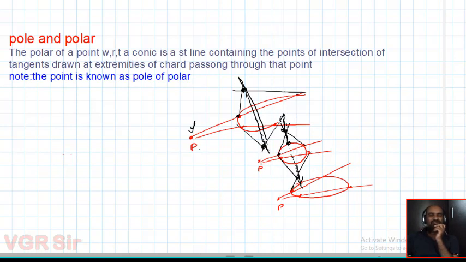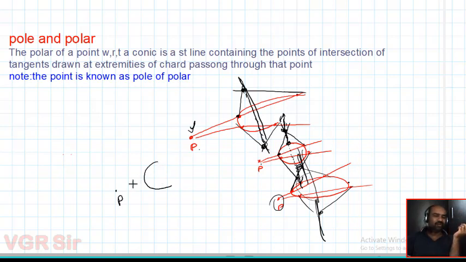Here also, we get one straight line. So this straight line is called the polar of the point P with respect to this ellipse. For any conic this happens: the polar of a point with respect to a conic is a straight line containing the point of intersection of the tangents drawn at extremities of the chord passing through the point. Understood? Now a parabola is given. The point P is taken outside, maybe inside or maybe on, that is not a big problem.